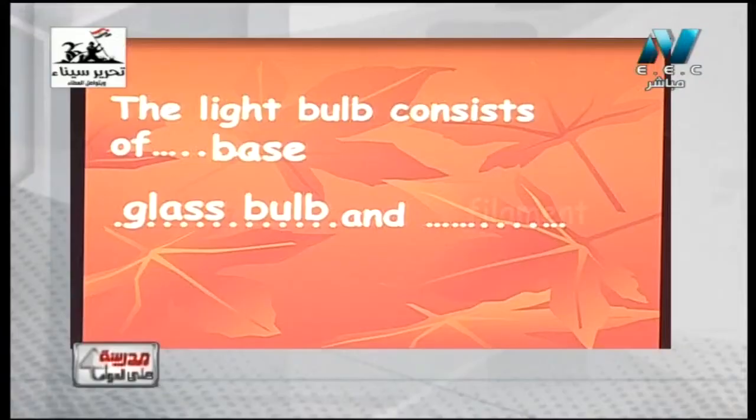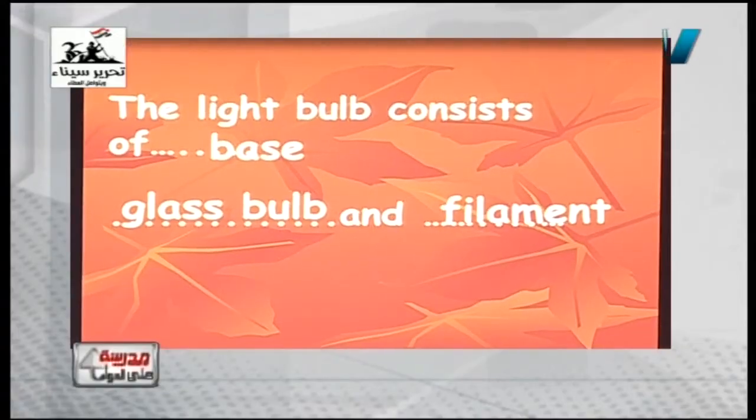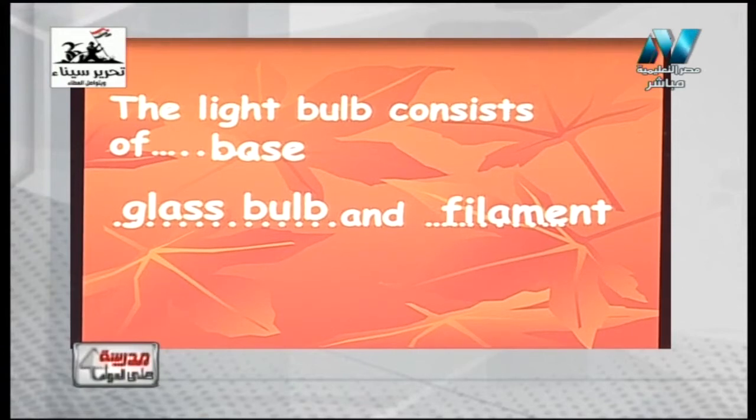So let's start with the first question. The first question says that the light bulb consists of what, what, and what. Do you remember that? The light bulb consists of three main parts, which are what, what, and what. Surely the light bulb consists of base, glass bulb, and also at the last filament, which is made of tungsten. And we know the filament is made of tungsten because it has a high melting point.